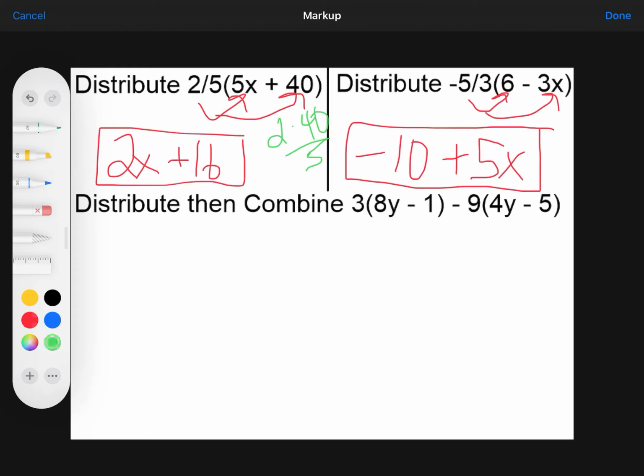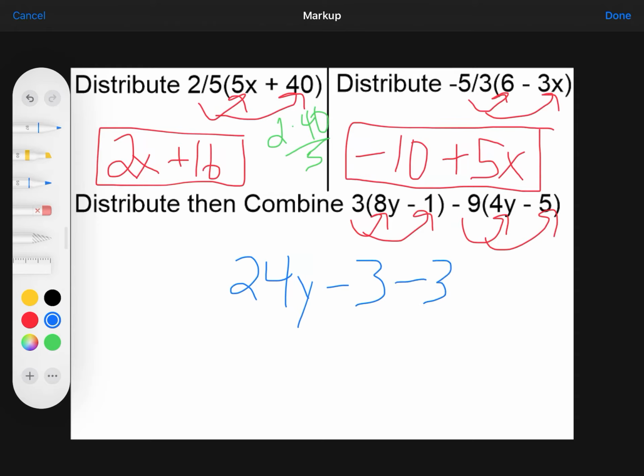The longest multi-step problem you might have to do is a problem like this, where you distribute the 3 to both things, and distribute the negative 9 to both things. Distributing the 3 is pretty easy. 3 times 8 is 24. 3 times 1 is 3. Please be careful of your negatives with what comes next. Negative 9 times 4y should be negative 36y, and written this way. Negative 9 times negative 5 comes out to be a positive and should be written as plus 45.